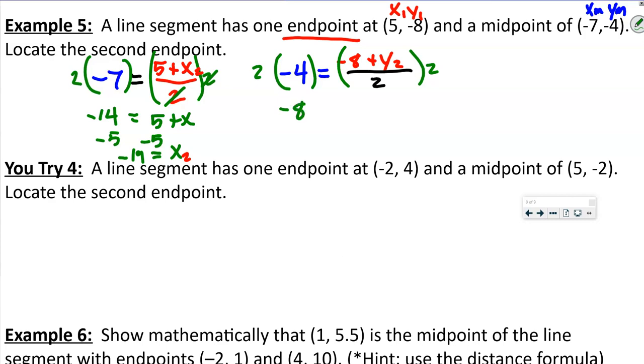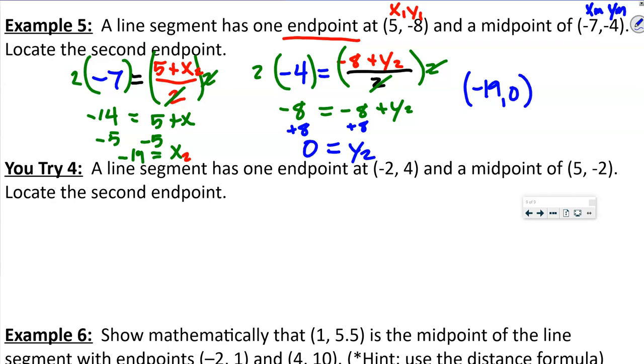So that's going to be -8 is equal to, these cancel each other out, so -8 plus y squared. So how do we get rid of a -8? Don't we add 8? We're going to add 8 to both sides, so that means 0 is equal to y squared, right? So this is then our other endpoint. Our other endpoint is going to be -19, 0, okay?